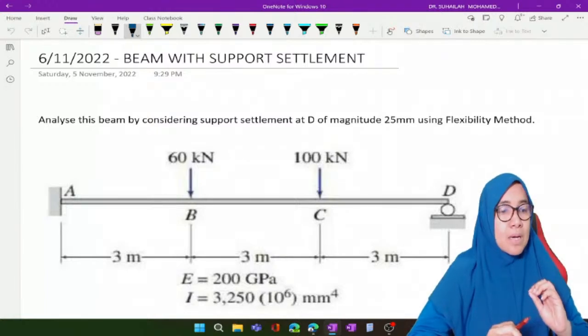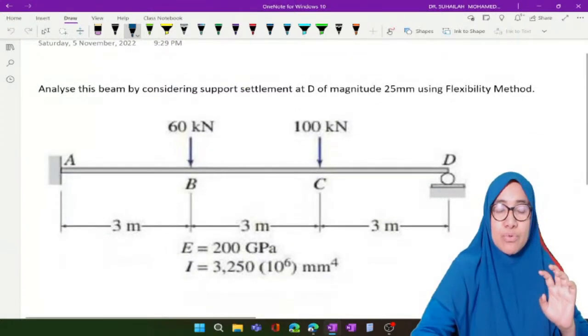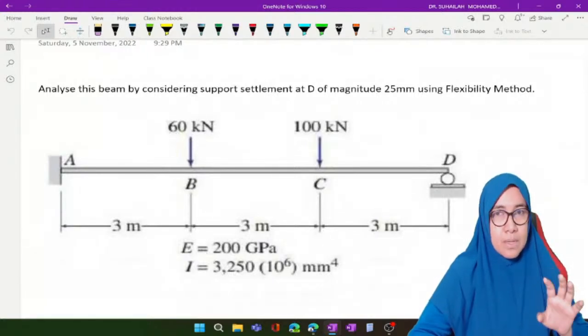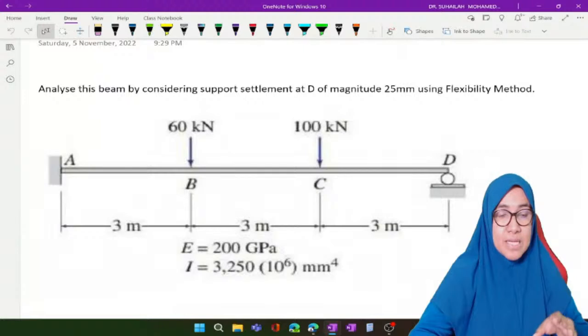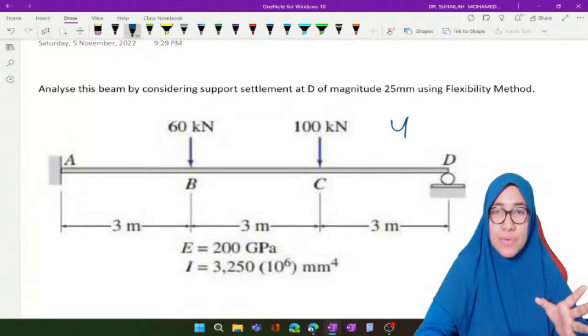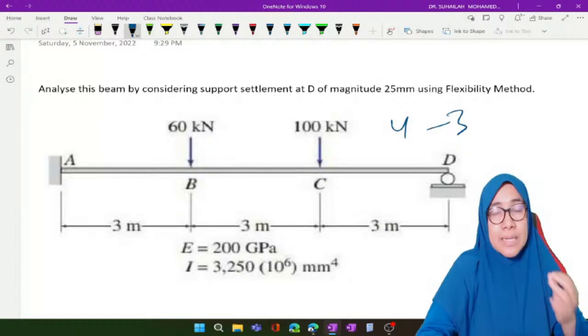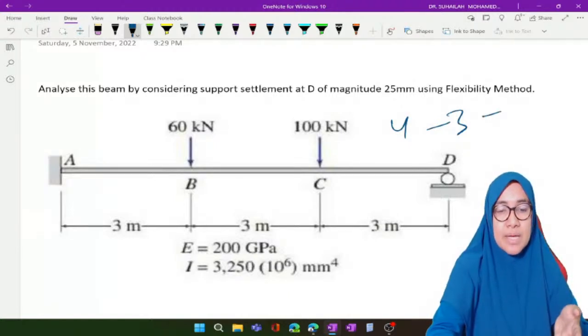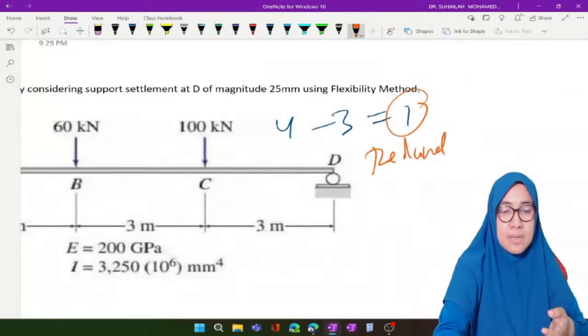We have to find the difference between the four unknown reactions and the three reactions that can be solved using equilibrium equations. So that is why we get one redundant in the system. This is the redundant.